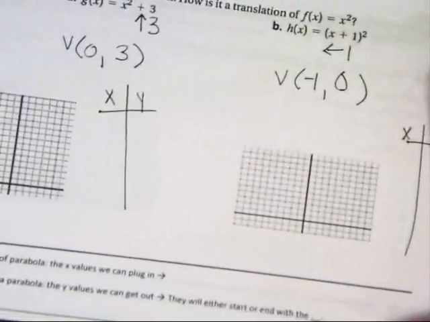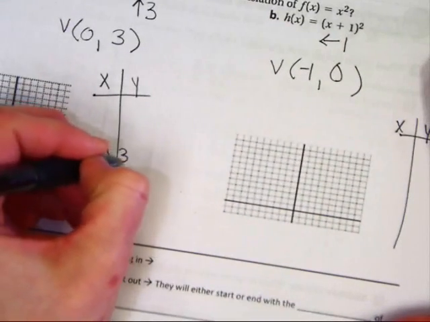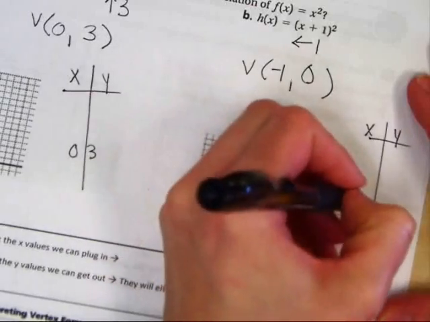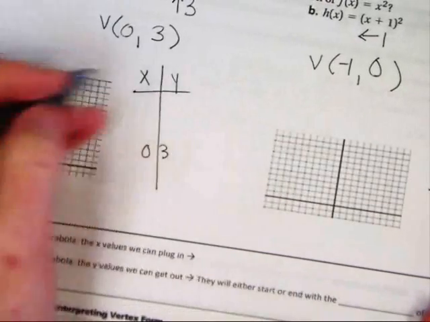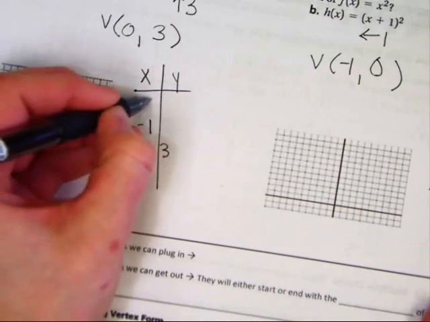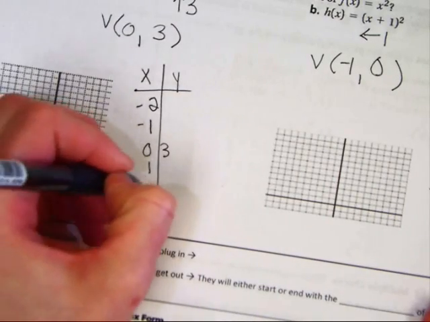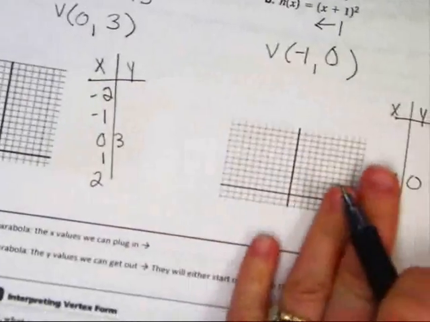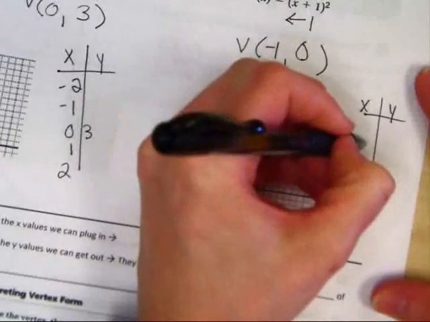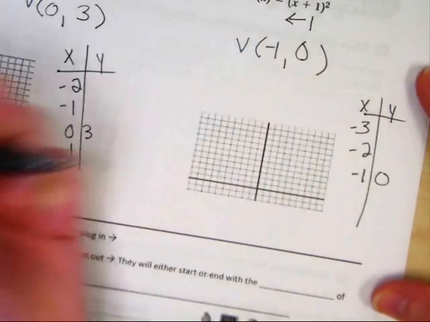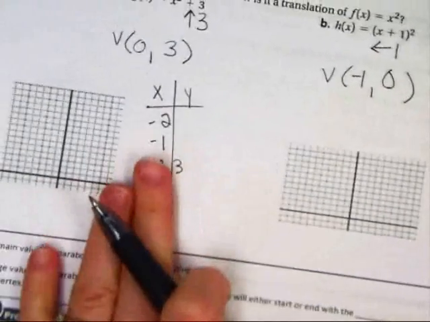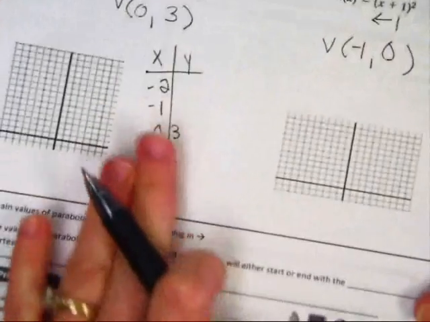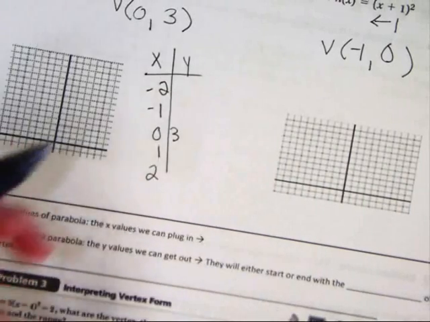Okay, let's put our vertex right smack dab in the middle on both of them. And let's surround them with numbers. A little smaller than 0 is negative 1 and negative 2, and a little bit bigger is 1 and 2. Do the same thing over here. A little bit smaller is negative 2 and negative 3, and a little bit bigger is 0 and 1. Let's plug in our points on part A. Let's plug in the positive ones because they're easier.